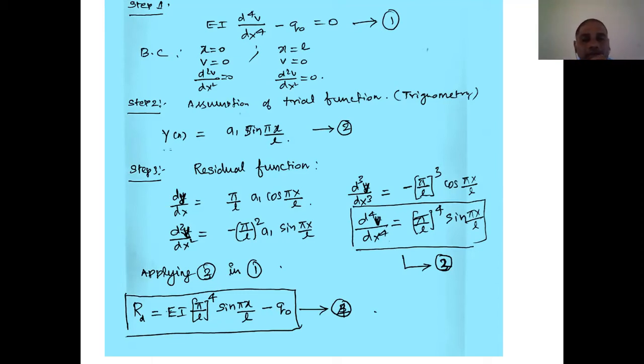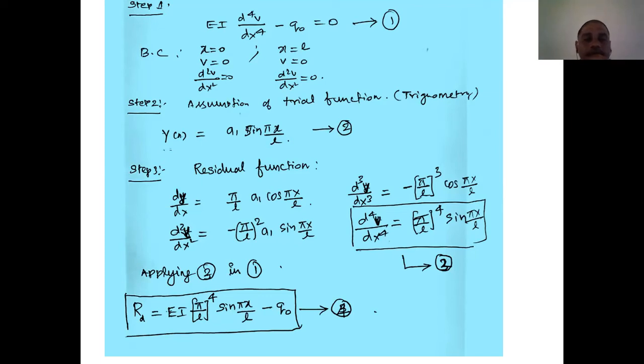But it is not the case with a trigonometrical trial function. We can start with a single parameter itself: a1 into sine pi x by L. It is more than enough. If you want more accuracy, you can go ahead with one more additional term: a1 sine pi x by L plus a2 into sine 3 pi x by L, and likewise it will go. Let us start with the single term.